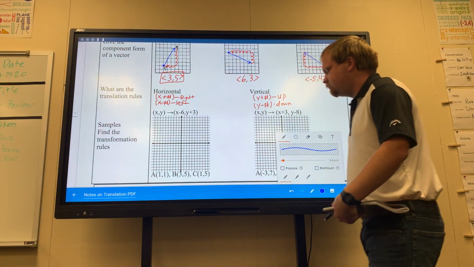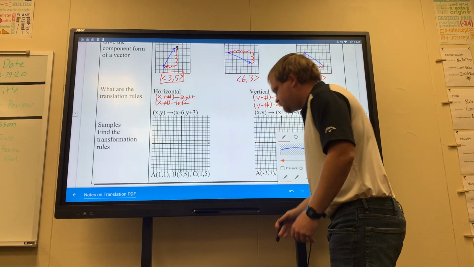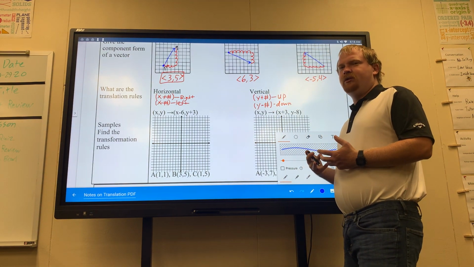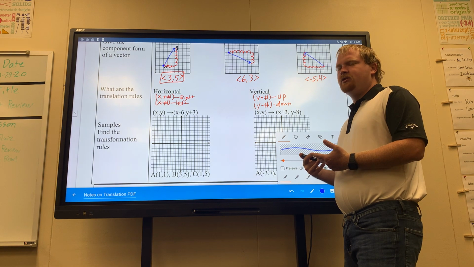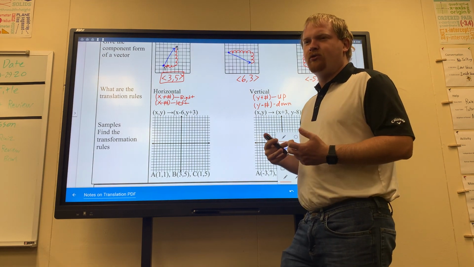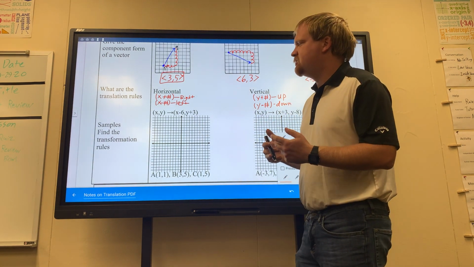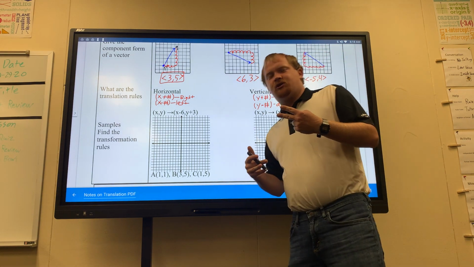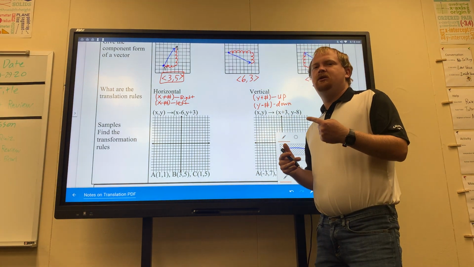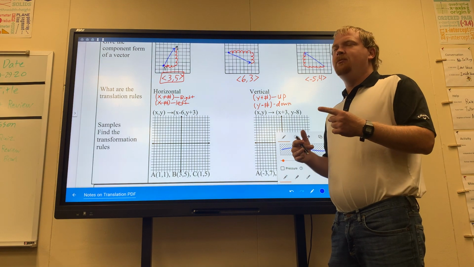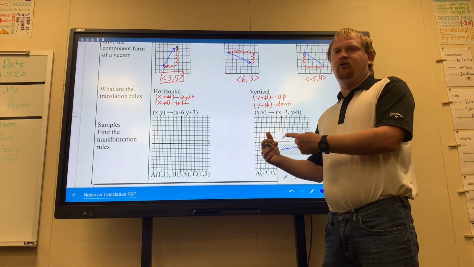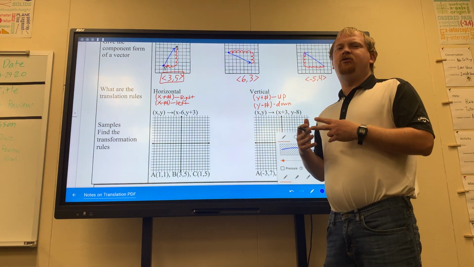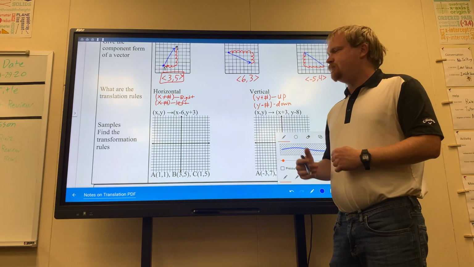Now, when it comes to transformations, especially translations, but mostly with all types of transformations, there's 2 different images that we're dealing with. We have the pre-image and the image. Pre-image is what happens before the transformation. Image is what happens after the transformation.